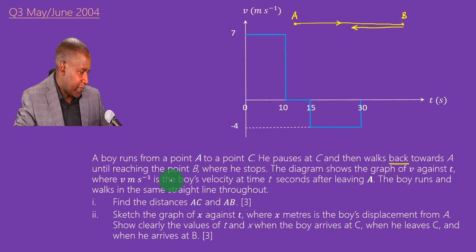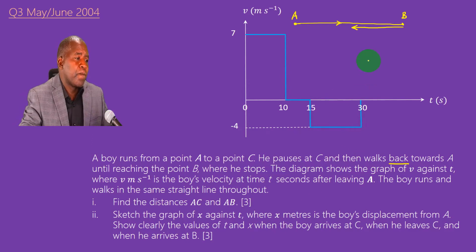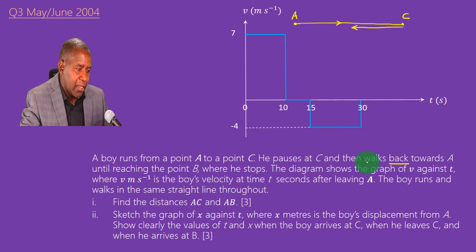So he runs and then walks. The diagram shows the graph of v against t, the boy's velocity at time t seconds after leaving A. The boy runs and walks in the same straight line throughout. Find the distances AC and AB. Okay. He runs from a point A to a point C. So let's get this straight. He runs from a point A to a point C. He pauses at C and then walks back towards A, reaching the point B. So this is point B. So this is where he is finally.